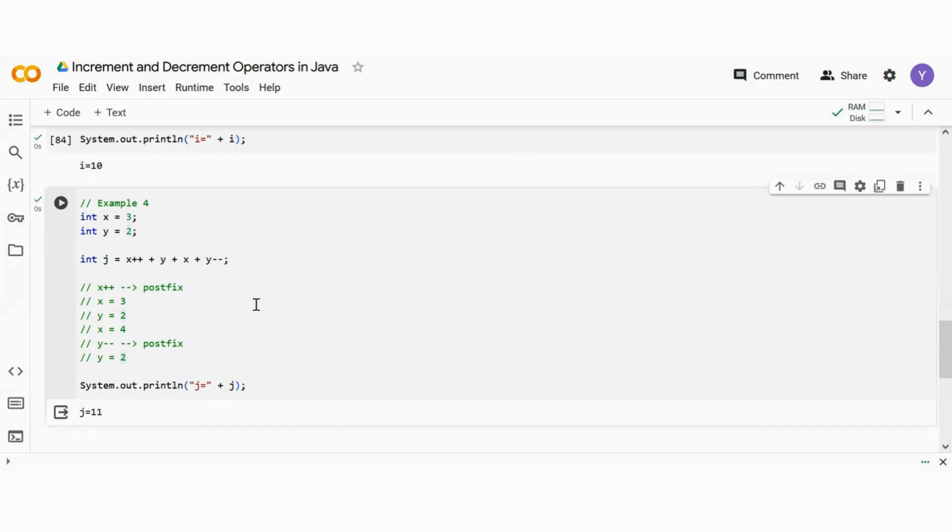I hope through this exercise and also what I've explained earlier, you have a better understanding of increment and decrement operators in Java, specifically related to the differences of prefix and postfix. Thank you very much.